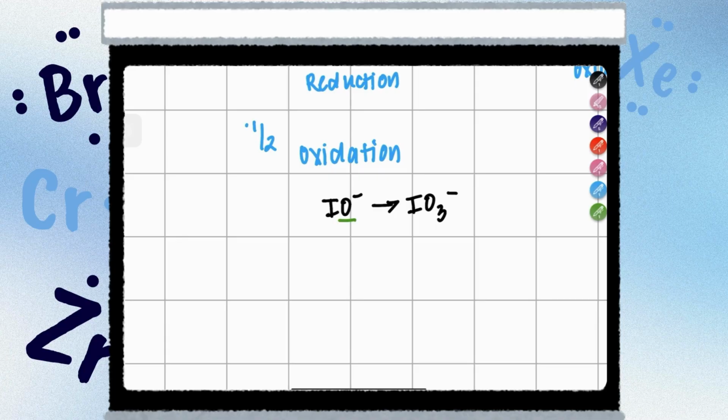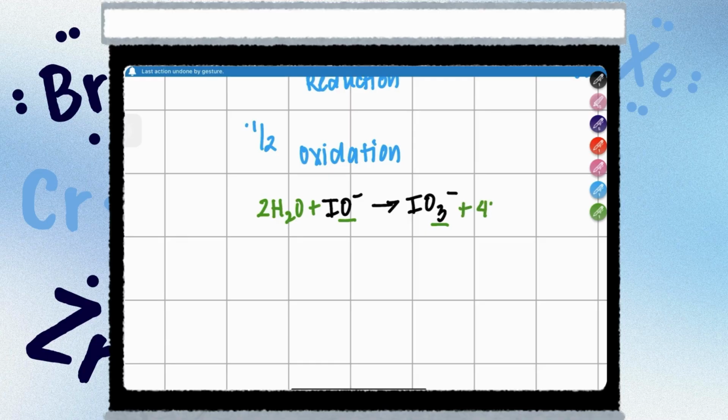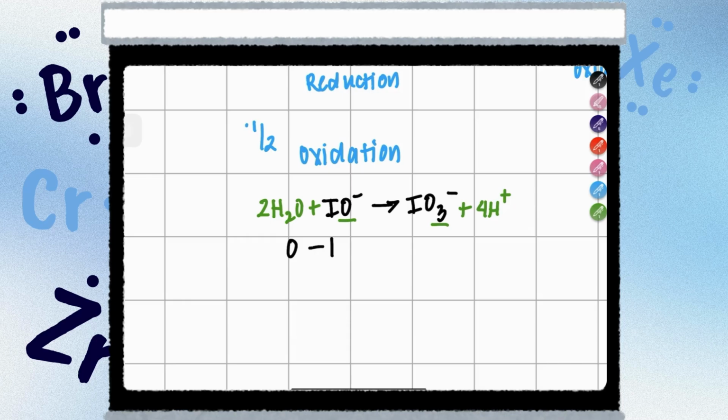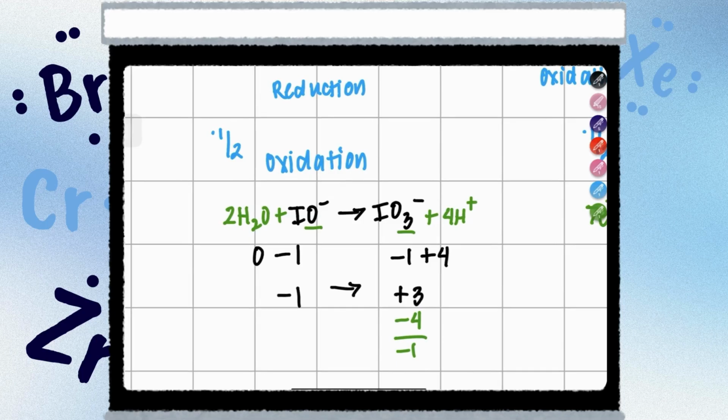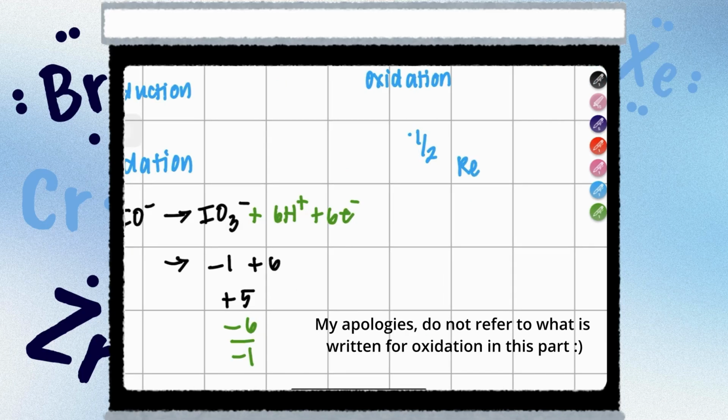We have 1 oxygen here and tatlo dito. So, dalawa na lang ang kulang natin. 2H2O. Then, we have 4 hydrogen. So, let's add 4H plus. Then, balance out their charges. We have -1 and then +4. So, we have to add 4 electrons to get -1. So, plus 4e. Reduction.